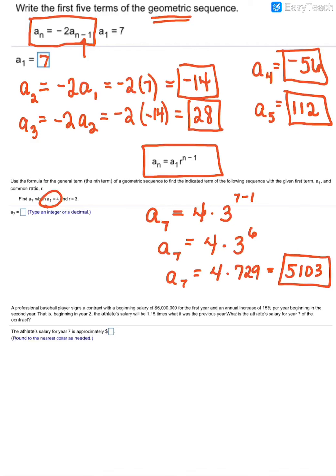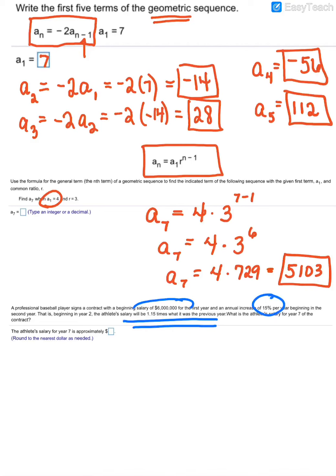Then we see an application problem. A professional baseball player signs a contract with a beginning salary of $6 million. Wouldn't that be nice? That's for the first year, and then they get an annual increase of 15% per year, beginning in year 2. That is, beginning in year 2, the athlete's salary will be 1.15 times what it was the previous year. This is a clue that this is a geometric sequence: when they're multiplying by a certain amount, it's geometric.